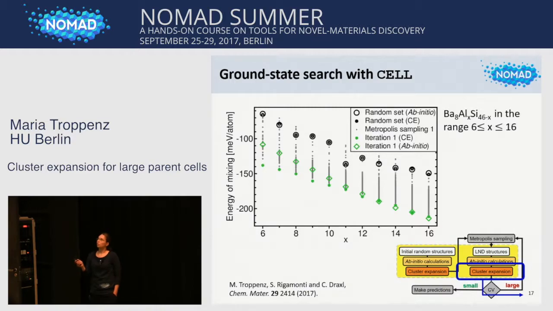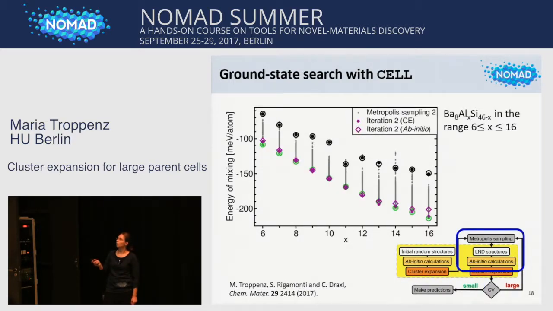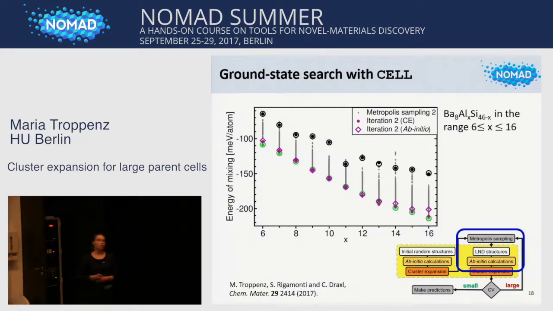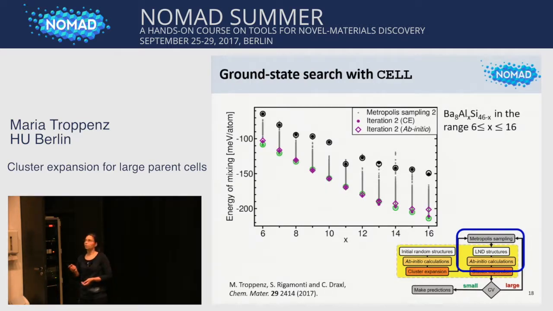So from this ab initio data, we construct a new cluster expansion model. We perform a new Metropolis sampling. We search for new lowest non-degenerate structures and calculate the ab initio energies. These are shown here in purple. In some cases, a new stable structure is found, for instance, at 12, we found a new one. In other cases, it doesn't find a new stable structure. This was found already in the first iteration, so it predicts a configuration which is slightly above the ground state configuration.